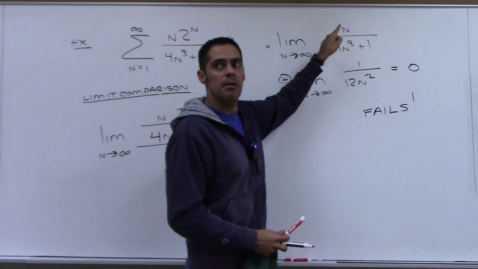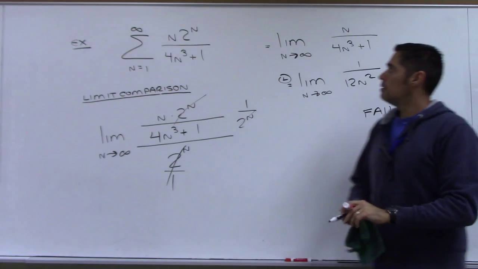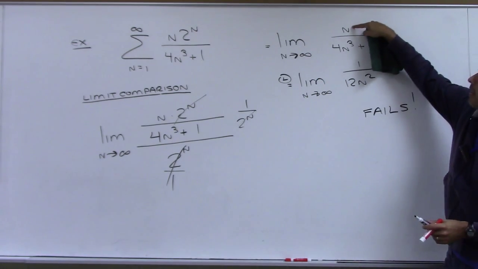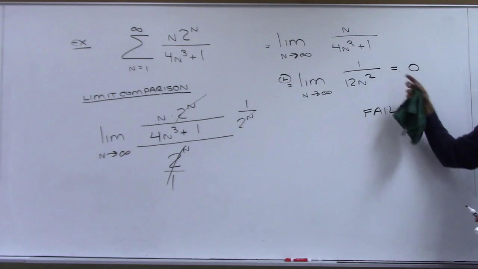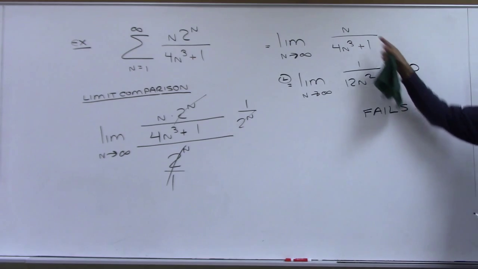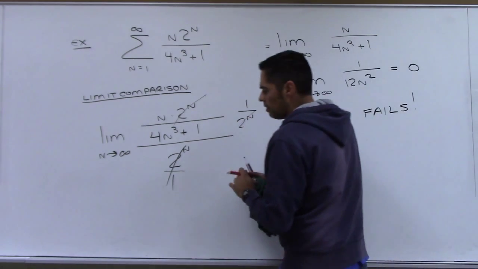N to the 4 would have been more than what we need. If that was n cubed right there, wouldn't this have worked? Because then we would have n cubed. When we did L'Hopital, we would have got a constant, wouldn't we have? And it would have been positive? So how could I get an n cubed up here? I would have had to have had down here a what?